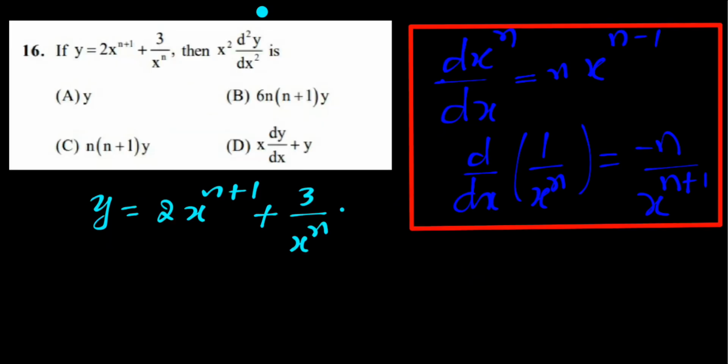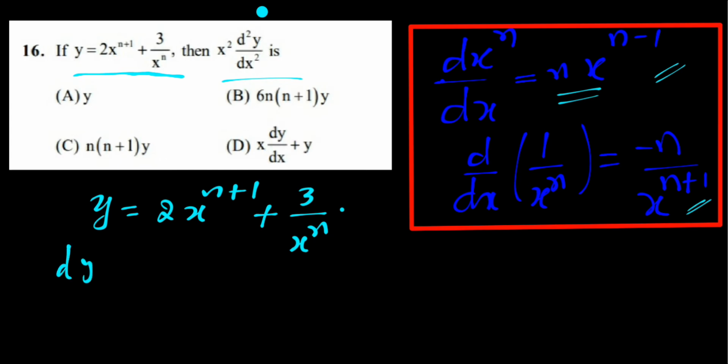Next problem number 16. If y is equal to 2 into x power n plus 1 plus 3 by x power n, then find the x square d square y by dx square. Here I'll use the two formulae. d by dx of x power n is n into x power n minus 1, and d by dx of 1 by x power n is minus n by x power n plus 1. So I'll use those formulas here.